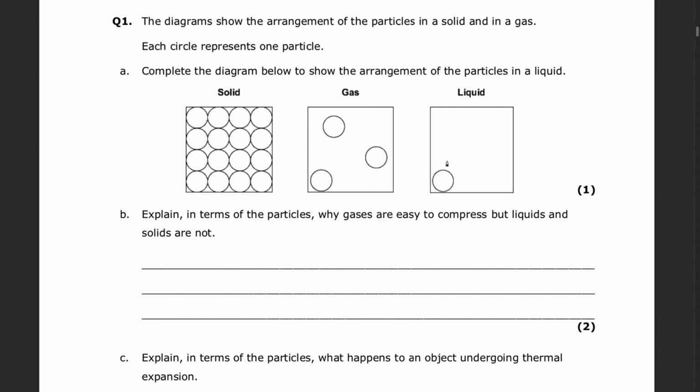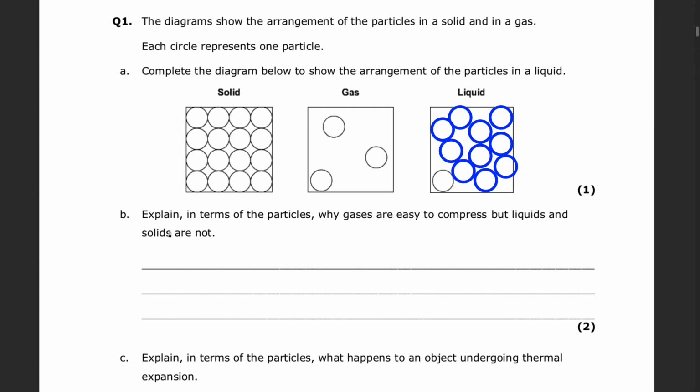And we have to finish off the arrangement for liquid. Now remember, in a liquid, the particles still have to be touching, but they cannot be in order. Something like this. Particles are touching, and most of them are not in perfect order. Question 1b. Explain in terms of particles why gases are easy to compress, but liquids and solids are not.